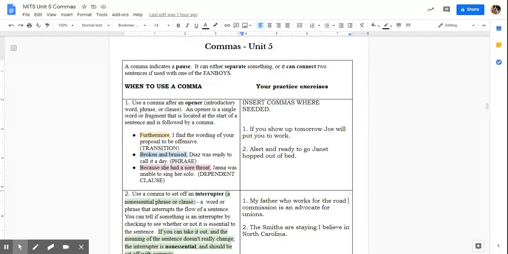Let's look at the practice. If you show up tomorrow, Joe will put you to work. If you show up tomorrow is a dependent clause at the beginning of a sentence. Therefore, you must insert a comma after tomorrow. Number 2, alert and ready to go, Janet hopped out of bed. Alert and ready to go is a phrase at the beginning of the sentence. Therefore, you must put a comma after it.